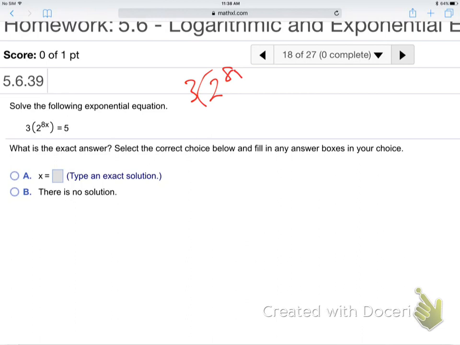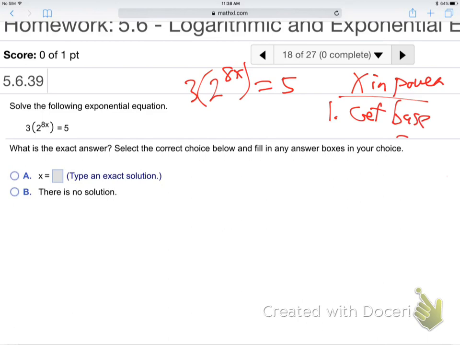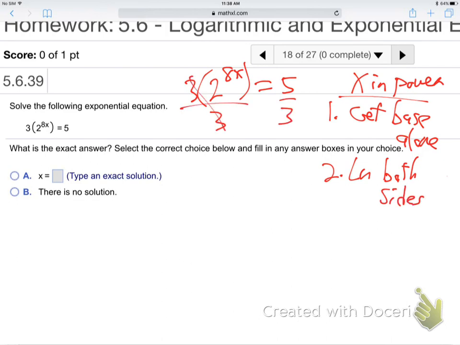3 times 2 to the 8x is 5. So, okay. So, yeah, let me add one more step then. X in power, step 1. Get the base alone. Get the base alone, and then ln both sides. So, yeah, notice I'm going to divide by that 3 first. You want to get that 3 out of there first. And then you have 2 to the 8x is 5/3. And then ln both sides.